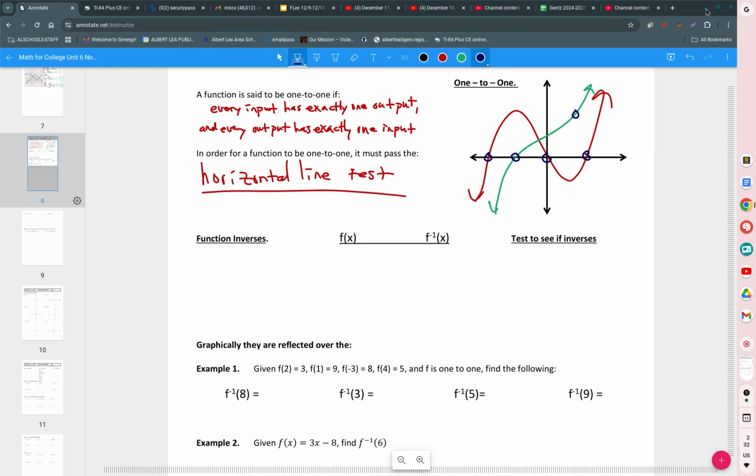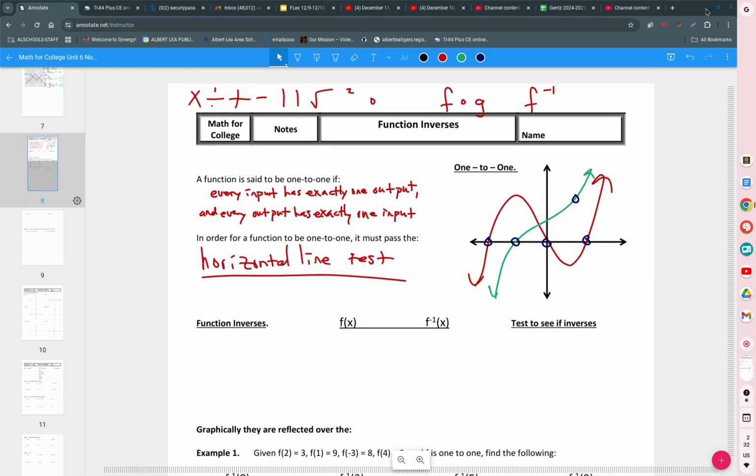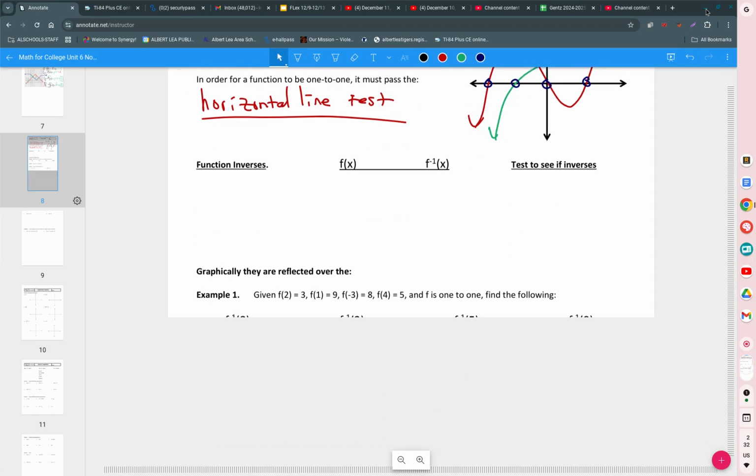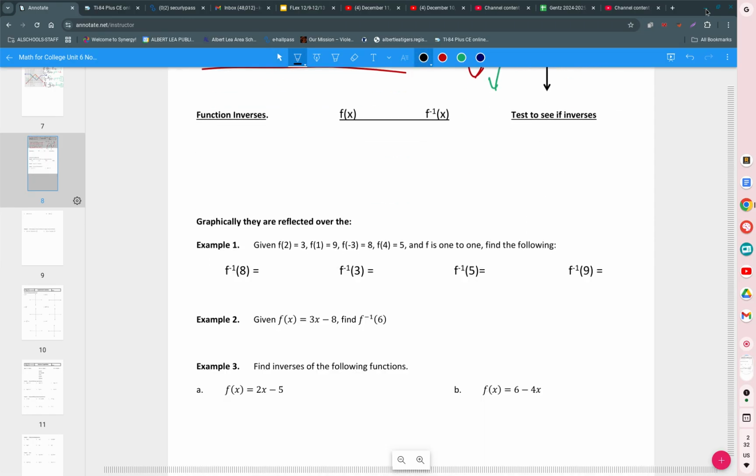So yesterday we talked about composition. Composition works with functions. Inverses only work with one-to-one functions. So everything we talk about today is going to be a one-to-one function. It would pass the horizontal line test if we were to graph it. So function inverse, what is it? Let's first talk about what it is not. F inverse is not 1 over f. That is not what it is.